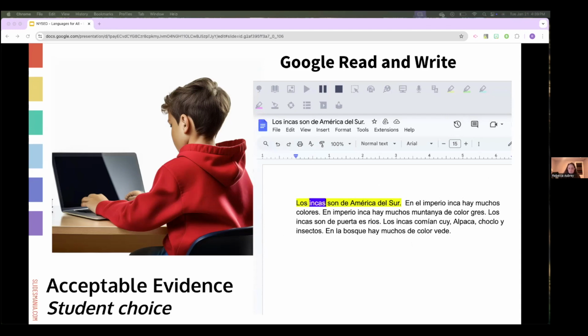So this is actually my student's initial assessment that she did the other day about the Incas, where she did speech to text, but then she could go back and have the speech to text read it back to her.